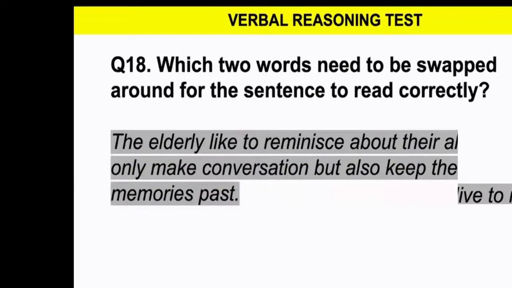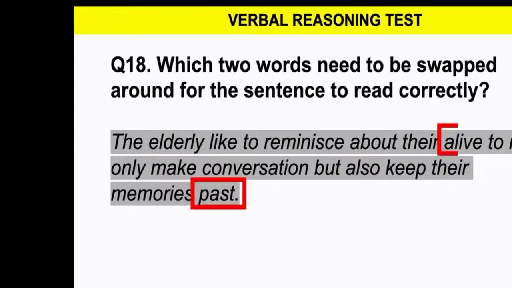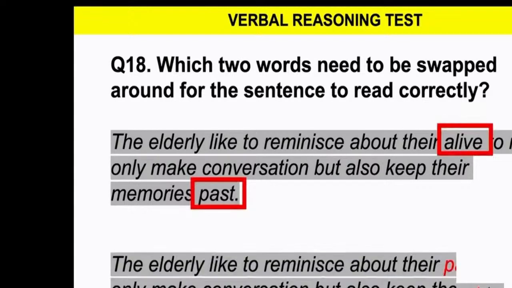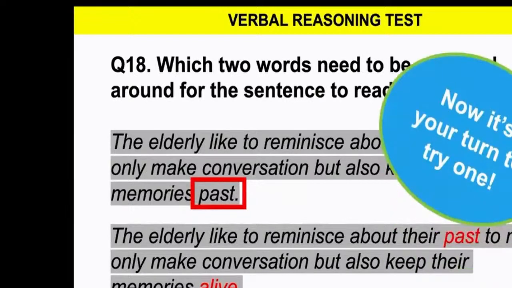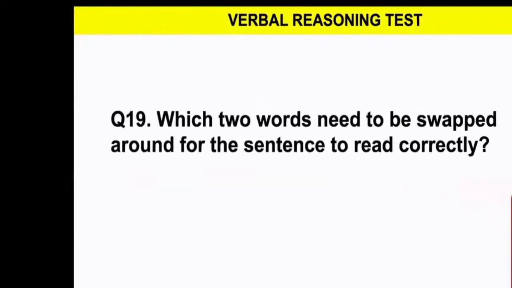Question number 18. Which two words need to be swapped around for the sentence to read correctly? The elderly like to reminisce about their alive to not only make conversation but also keep their memories past. So if we move around past and alive, we get this. The elderly like to reminisce about their past to not only make conversation but also keep their memories alive. So now we have a correct sentence. Here's your turn. Have a go at this next one.